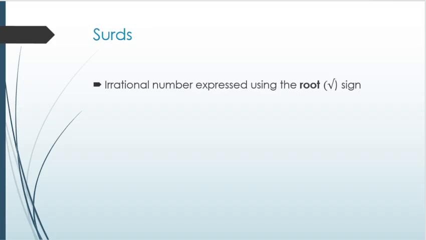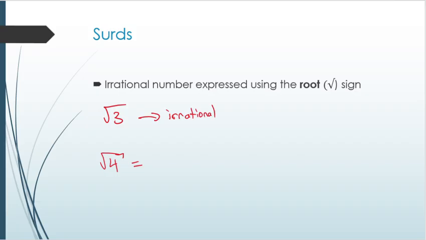It's pretty much an irrational number expressed using the root sign. So, basically, every time you simplify a number and you're trying to go as simple as you can, if your number ends up looking like square root of 3, for example, this number is an irrational number. But say, for example, if I end up with square root of 4, we know that if we were to simplify it, it would just end up being the number 2, which is actually a rational number.